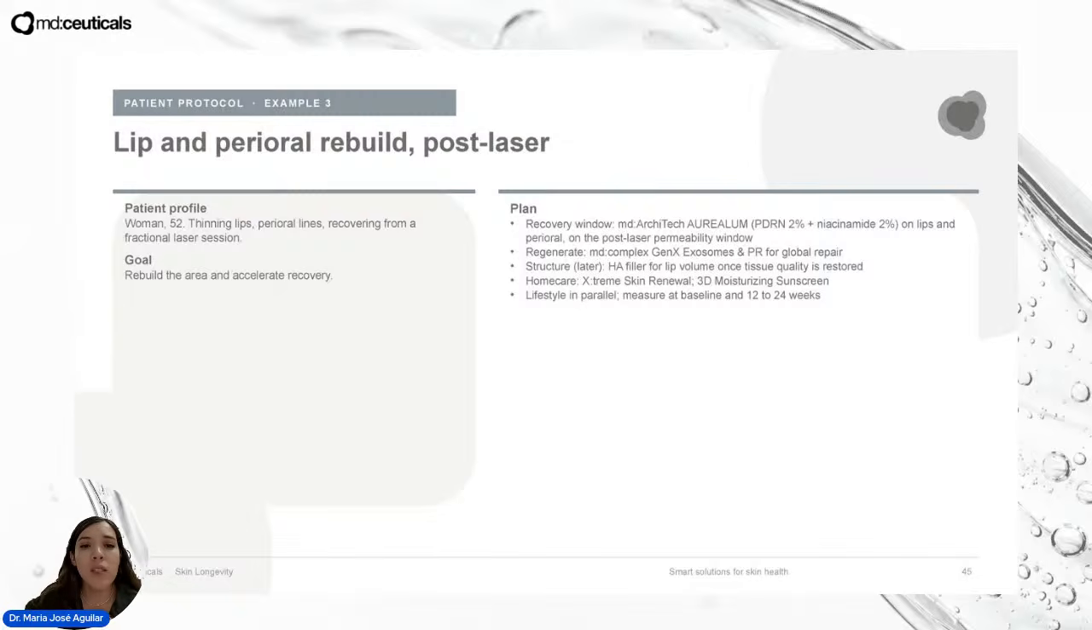So in this patient, she's recovering from a fractional laser, so we want to recover and accelerate our treatment. This patient we can treat in a full face if we want to treat these thinning lips and we want to recover from the fractional laser with a PDRN formulation. The Auriolum is going to be the best option in this case. That is going to help us to make this permeability window, which is going to help us to recover totally this skin and also to increase the blood flow, because at 52 years old, we also have a disruption of the blood flow in the tissue.